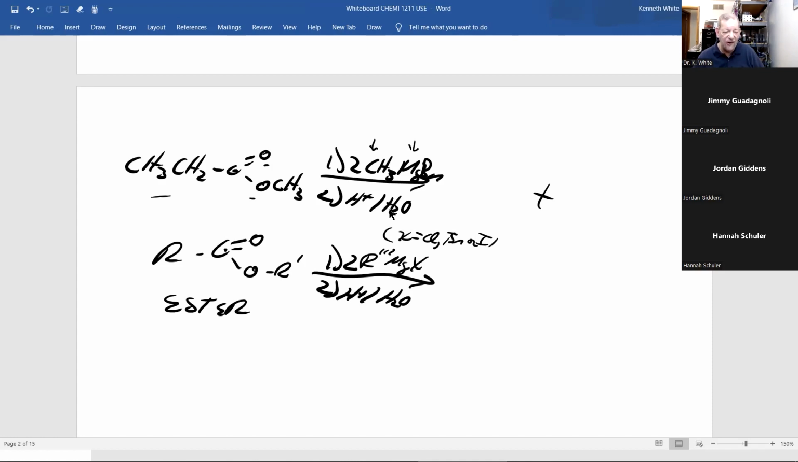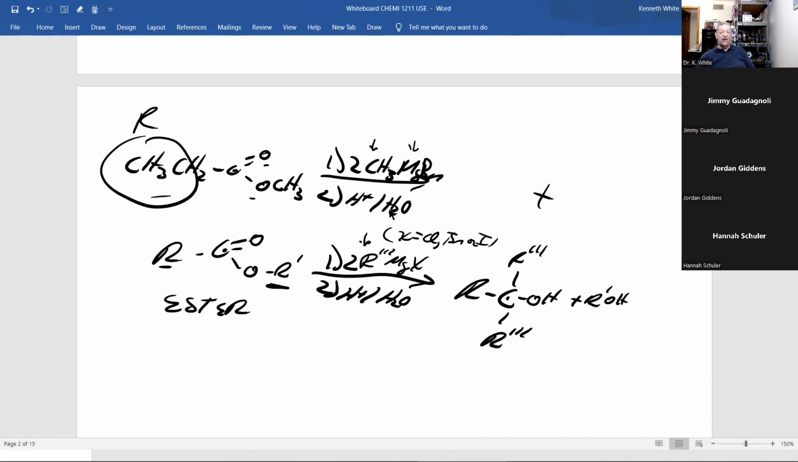And what do you get? Keep your eye on the carbonyl carbon. The R group is attached to it, stays attached to it. Then the R triple prime, not one, but two, bond to this carbon. And this becomes an alcohol. And this right here becomes the second alcohol. So if we come up here, what's R? This. What's R prime? That's R prime. And then this methyl group is R triple prime.